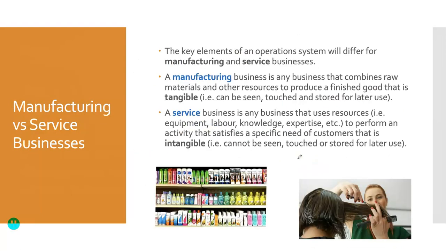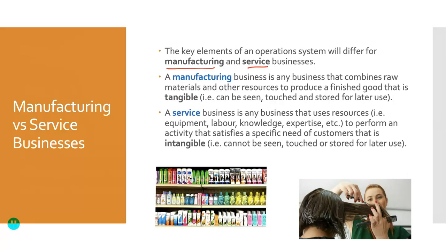Now, it's important to understand that these elements and just how that works will differ very significantly whether we are talking about a manufacturing or a service business. That's because they have very different business models, very different outputs, and hence the entire operation system will be very different. You might have heard of these terms manufacturer and service and have an idea of what they are and maybe examples and why they differ, but we're going to bring some key formal terminology around that.